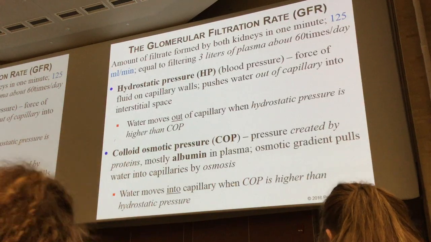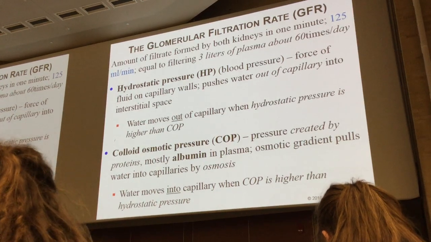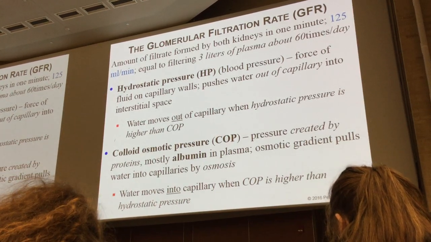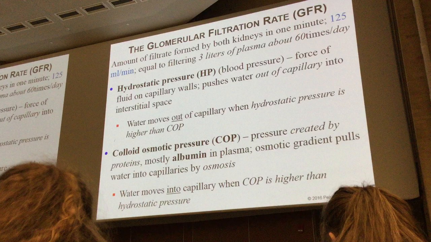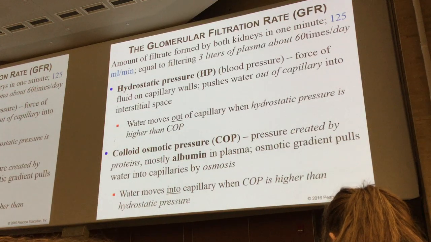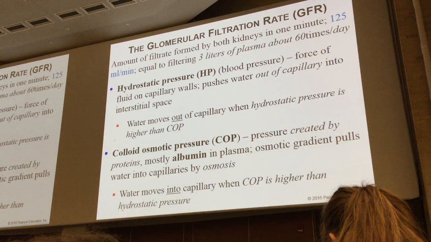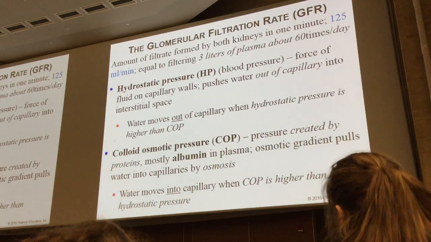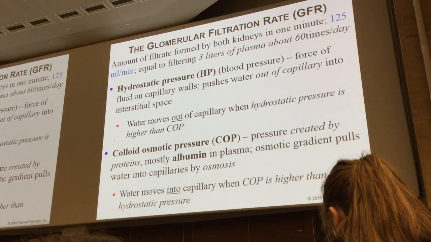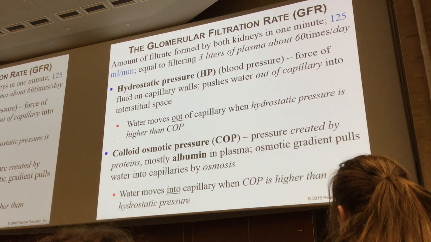How did I come up with it? It's because you've got to know the GFR, which is your next learning outcome. The amount filtrated by both kidneys in 1 minute, and it's a number you have to learn, 125 milliliters per minute. That's what you guys have. Mine is less, unfortunately. That's what happens as you get older and you age. It goes down. What does that equal? It equals 3 liters of plasma 60 times a day. So what's 3 times 60? 180. That's how we came up with 180 liters.